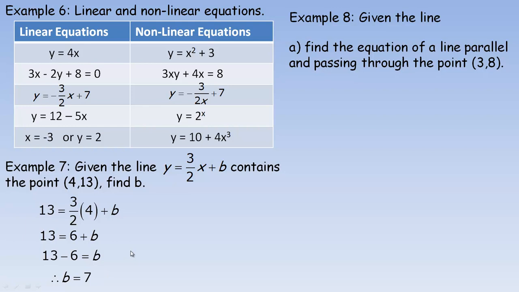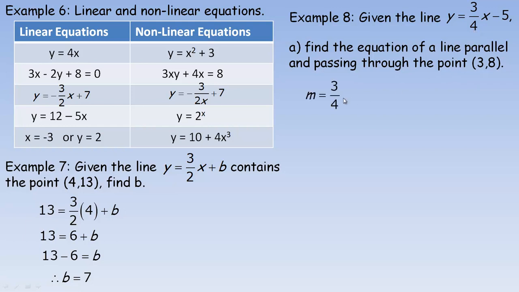Example 8, and there's 2 parts to this. A is on this page, b is on the next. We're asked to find the equation of a line parallel and passing through the point 3,8. So parallel to this line right here. Now, this equation up here, the 3/4 is the slope.